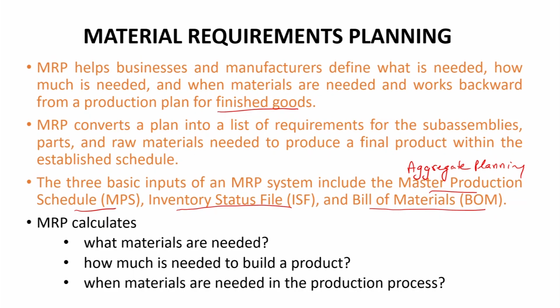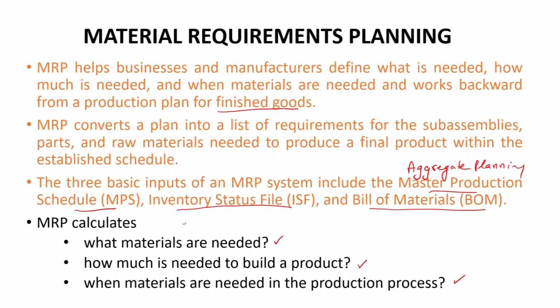MRP calculates what materials are needed, how much is needed to build a product, and when materials are needed in the production process. Okay. So, what is required, how much is required and when is required. That is the output of the MRP system. Along with this output, it also produces certain other secondary reports and exception reports also.